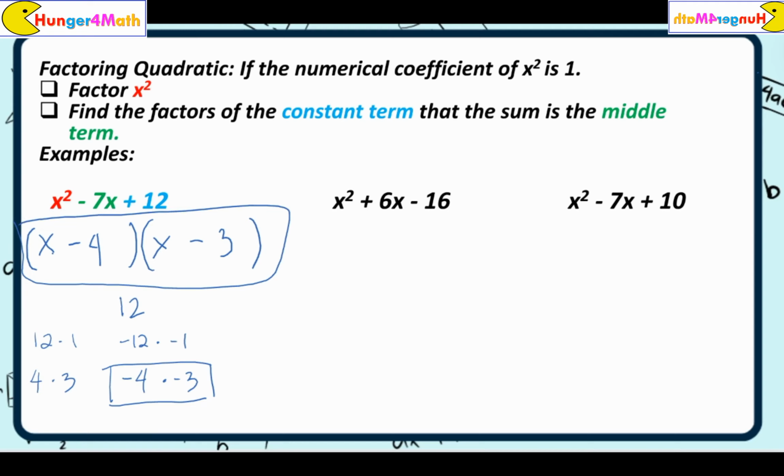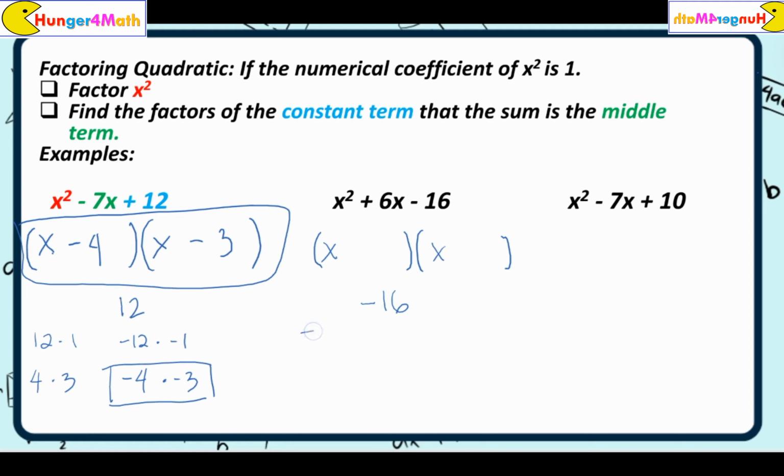Next, we have x squared plus 6x minus 16. So again, let's put two parentheses. Then factor x squared, that will be x and x. Then get the constant term, which is negative 16. Whatever the operation here, that will be the sign of your constant term. Then factors of negative 16, that the sum is 6. So let's list it down first.